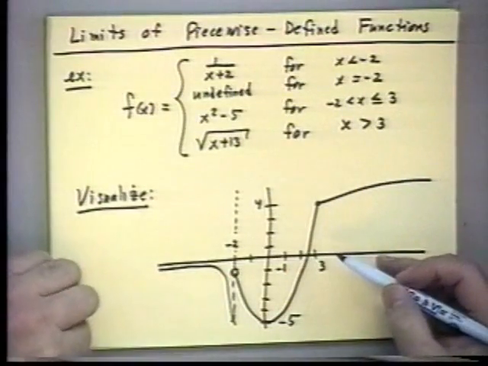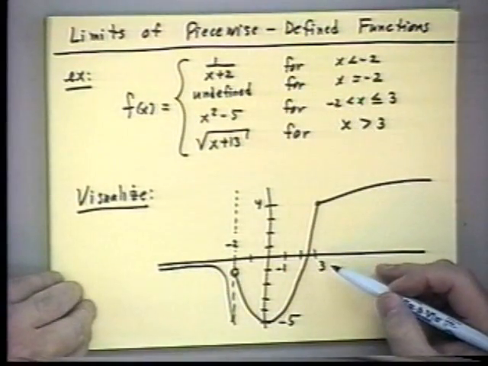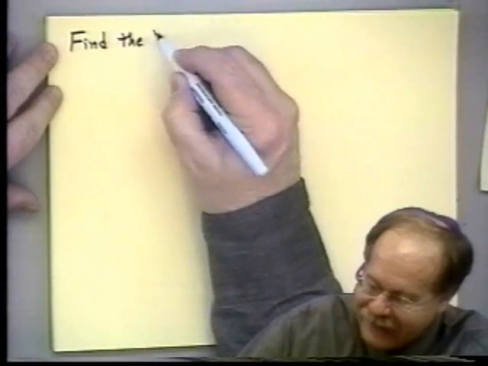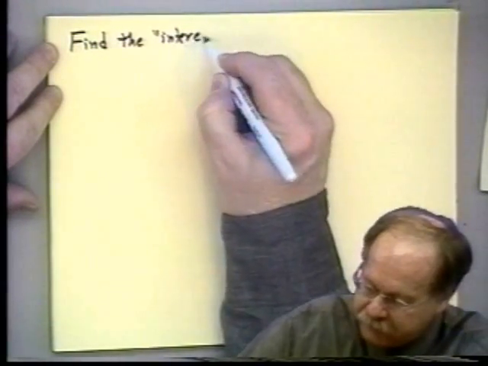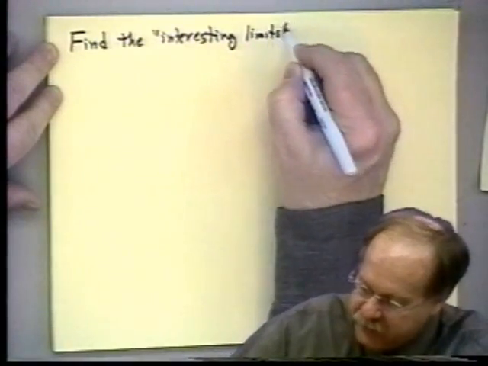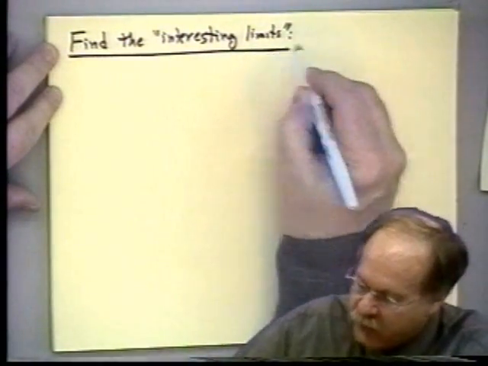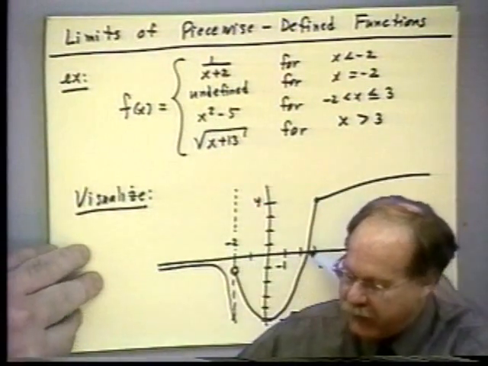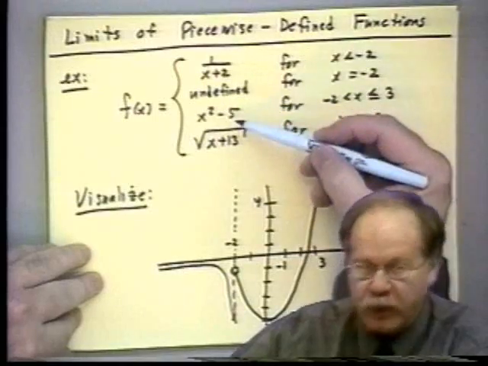We'll come back to this, but this at least gives us a sense of what the picture looks like. So now we can ask some interesting questions about the limits. We won't just find limits everywhere. What we'll do is we'll find the interesting limits. Now what do I mean by that? The interesting limits are those that are going to occur where the breaks, here's the picture of the function again, where the breaks occur, where the function is broken.